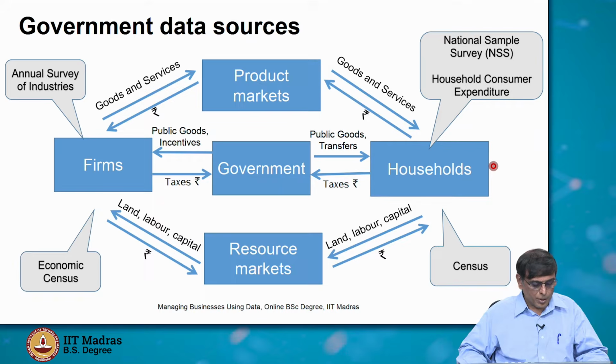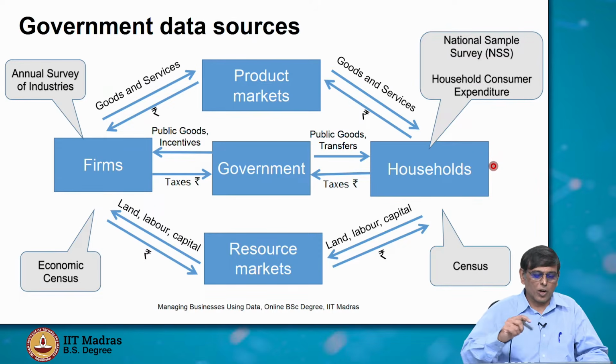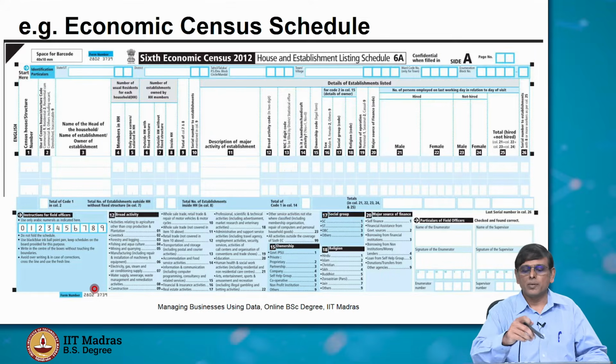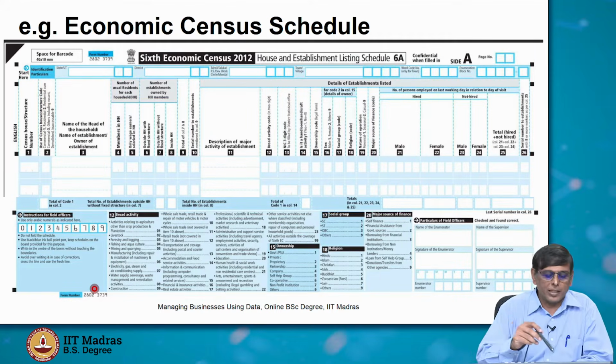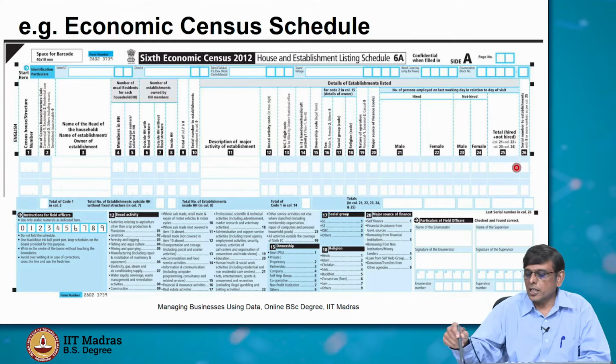Just as an example of a government source of data, there is this thing called economic census, right? So I'm just showing you how what is called the schedule. Schedule means basically the form, how it looks. So this is the form that is carried by the field officer to fill data. So one row in this is one house.